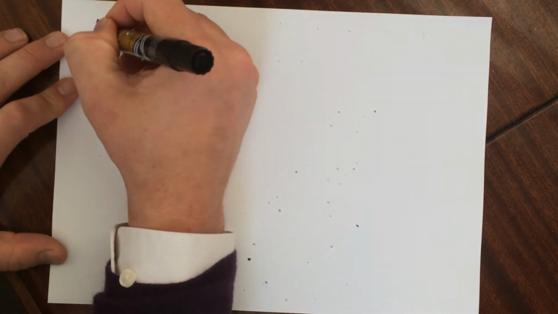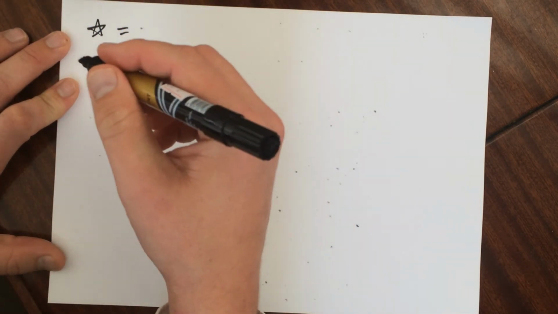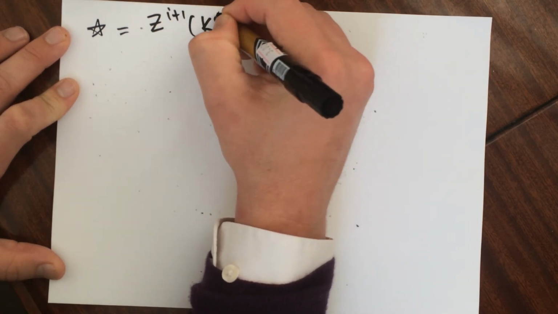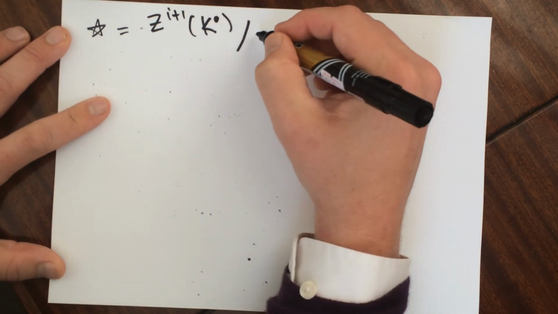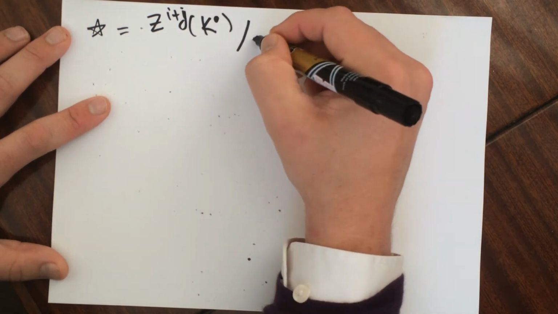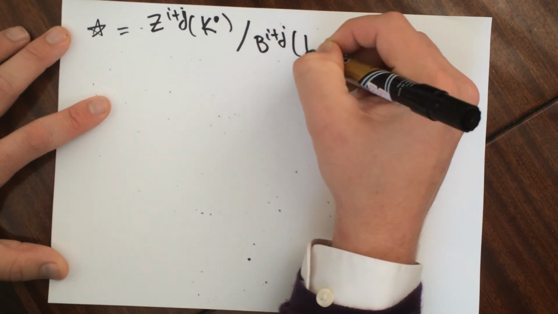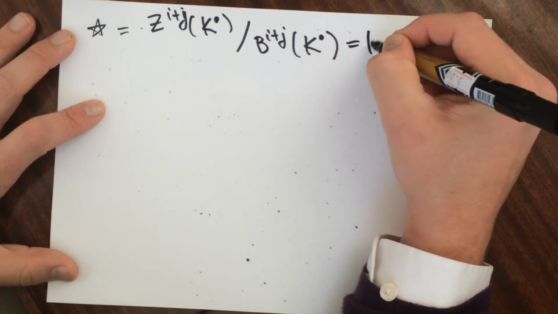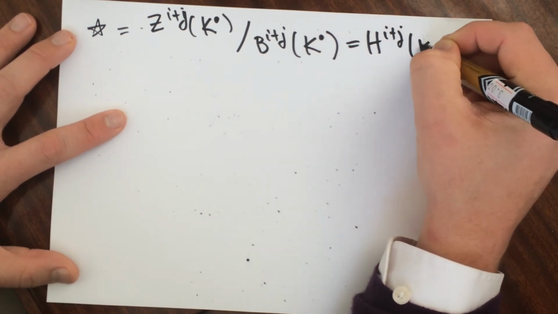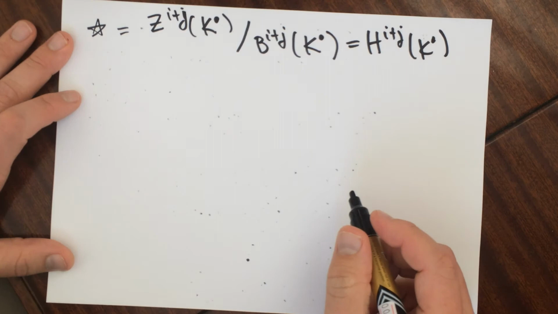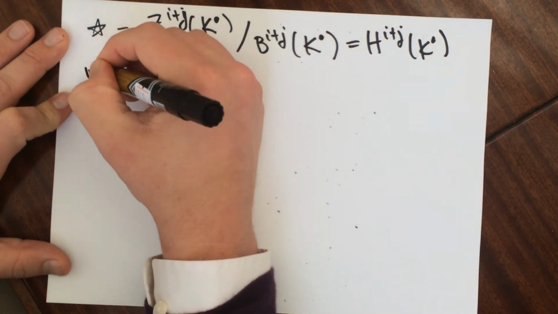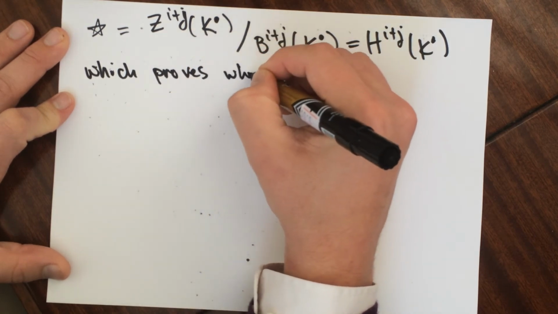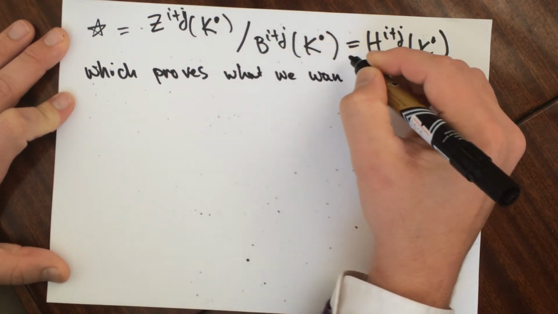So this star was equal to the kernel of d on K^{i+j}, so this is Z^{i+j} of K bullet, modulo B^{i+j} of K bullet, which is just H^{i+j} of K bullet. This proves our result, what we wanted to show. It's just something silly.